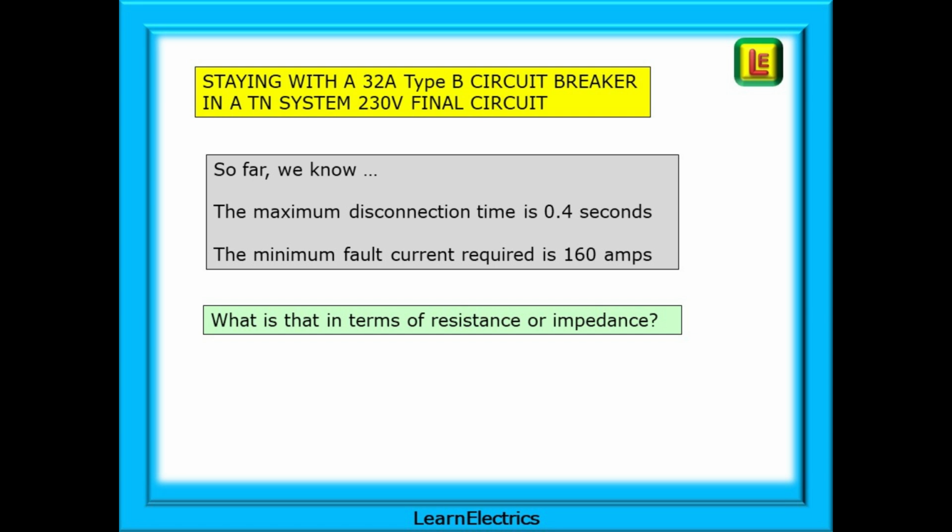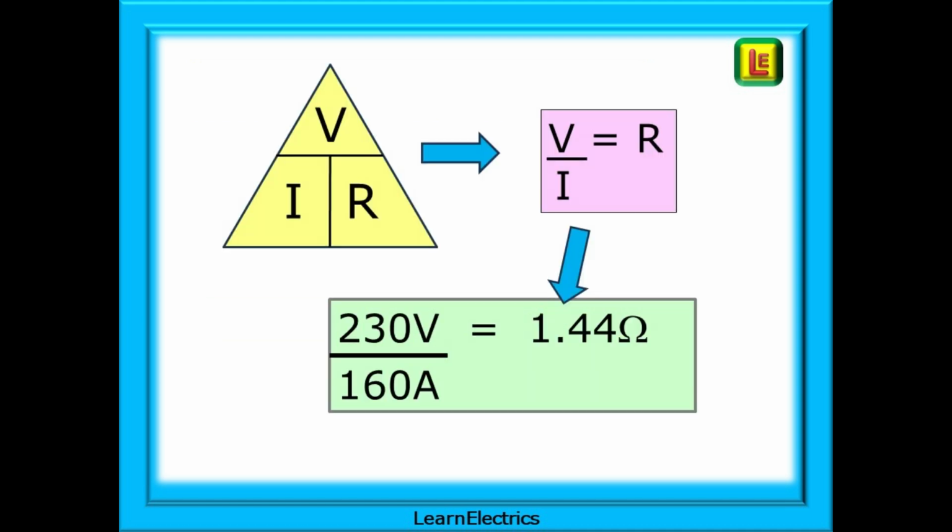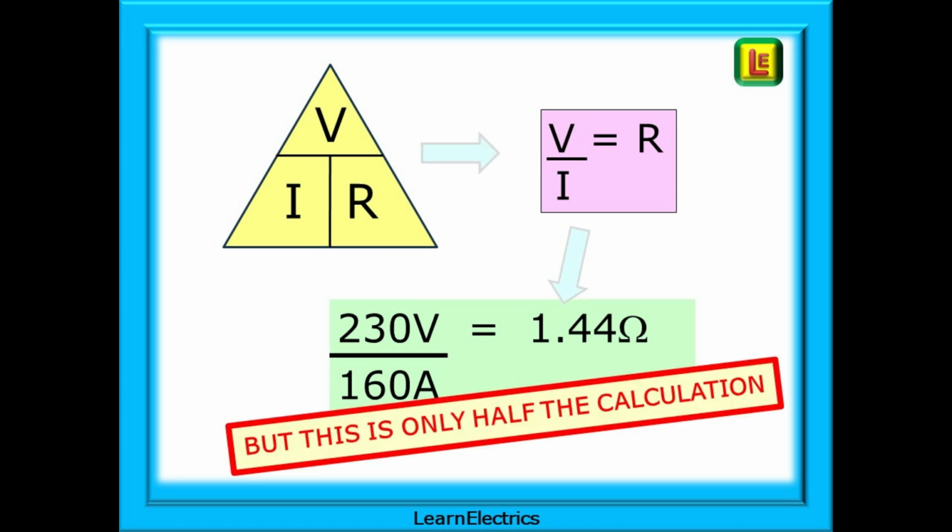What is that in terms of resistance or impedance? If we used simple Ohm's law, we would have voltage divided by current equals resistance. So, for our 32 amp breaker, that needs 160 amps to flow at 230 volts. We need to ensure that the resistance or impedance of the circuit is not more than 1.44 ohms. But this is only half the calculation.